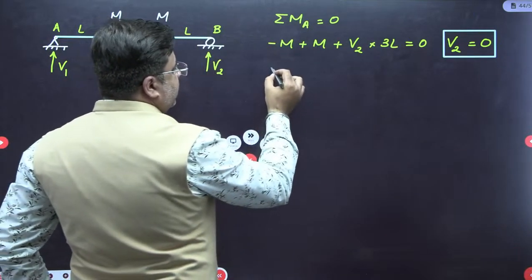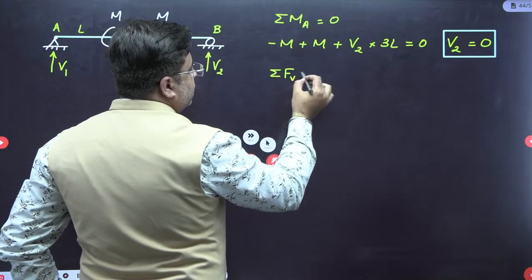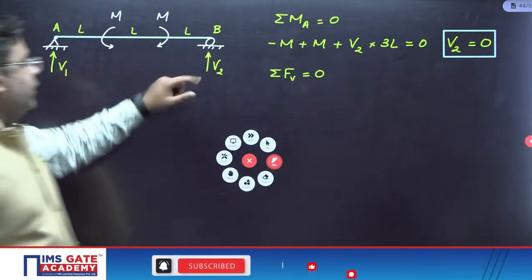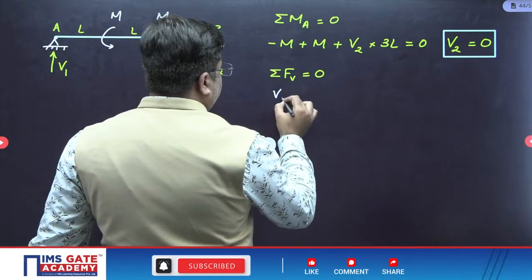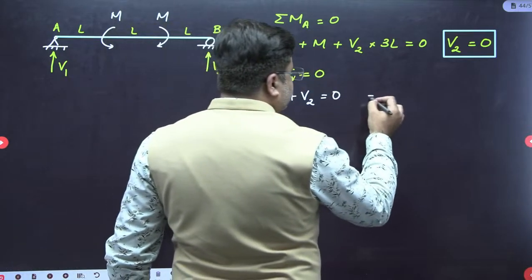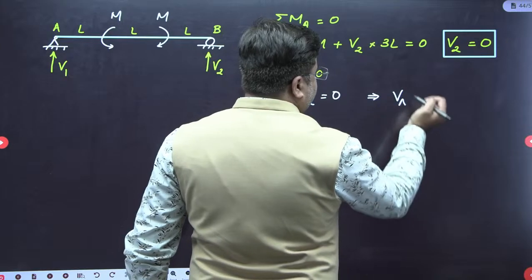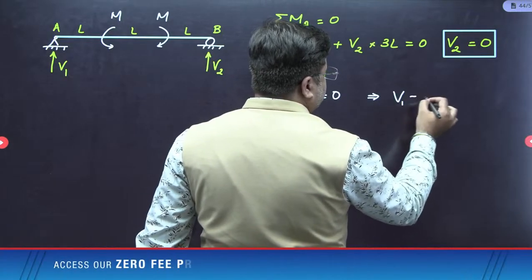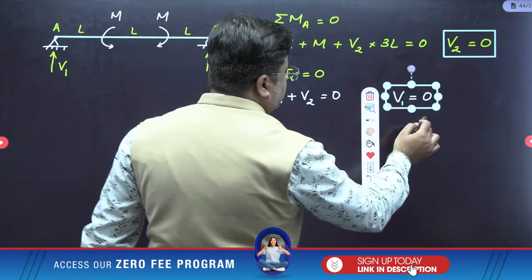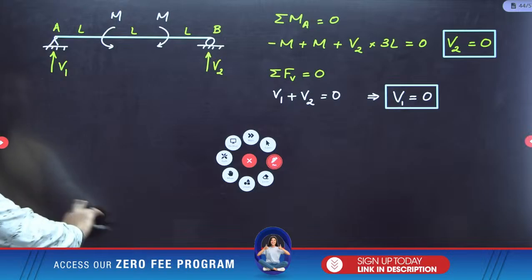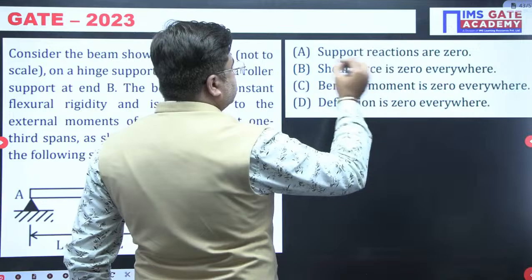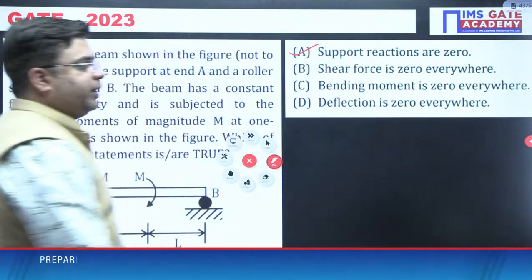Now next, you can write down summation of vertical forces equal to 0. When you write down the summation of vertical forces, only V1 and V2 are acting. So I will write V1 plus V2 is equal to 0. Since V2 is 0, V1 is also 0. Means statement 1 is absolutely correct: both the support reactions will be equal to 0. It's a multiple select question, okay? So the first statement is absolutely correct, that the support reactions are 0.